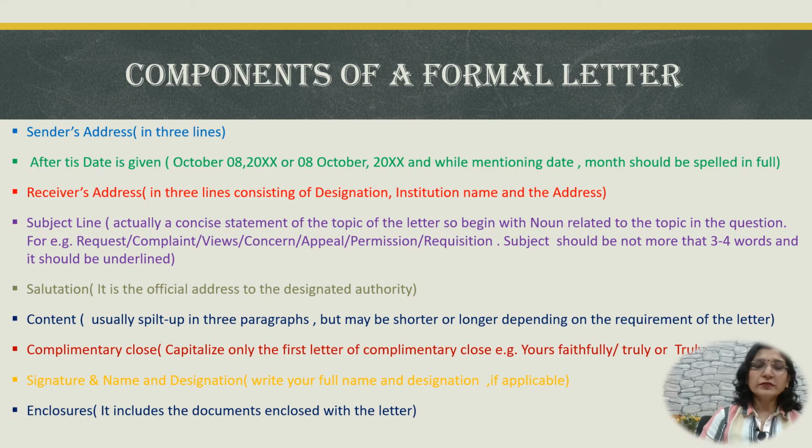Now, below the complimentary clause, you put your signature, then write your name and designation if applicable. And a formal letter can also contain enclosures. That is, it includes the documents enclosed with the letter. So this is how we should draft a formal letter.